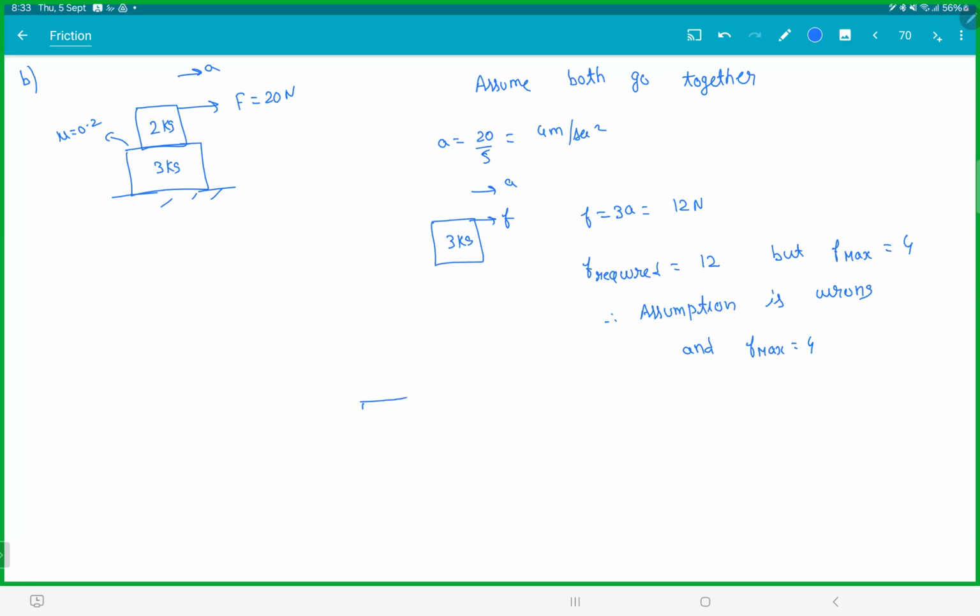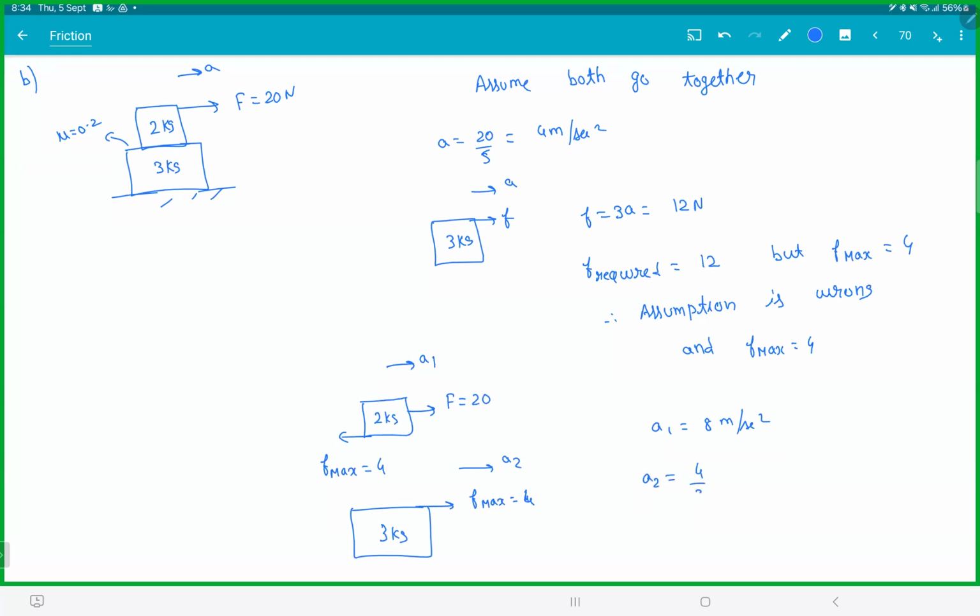Again, you have to draw new free body diagrams. 2 kg, F is 20. Now you can be sure it is slipping. The F max is 4. This is A1. This is 3 kg. This is F max is 4, and this is A2. So A1 will be 20 minus 4, 8 meter per second square. A2 will be 4 by 3 meter per second square.